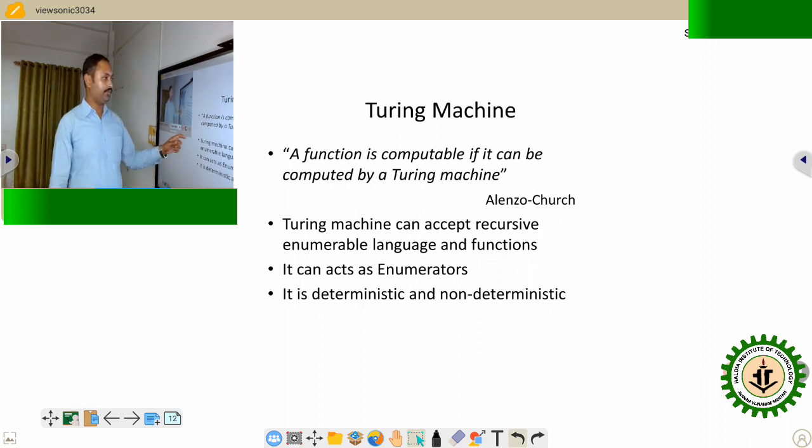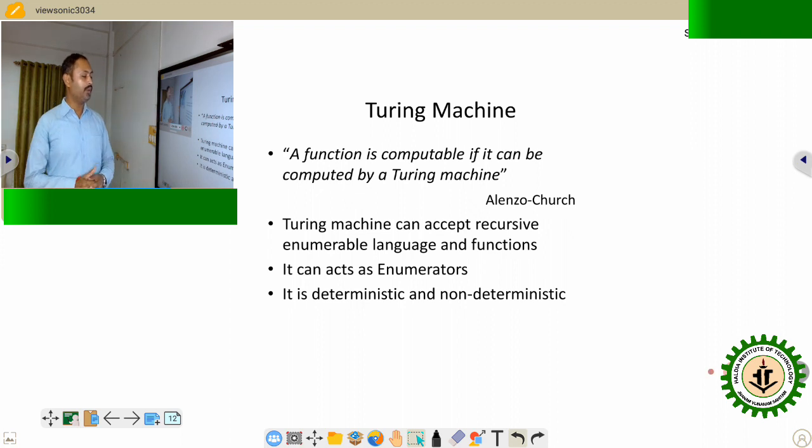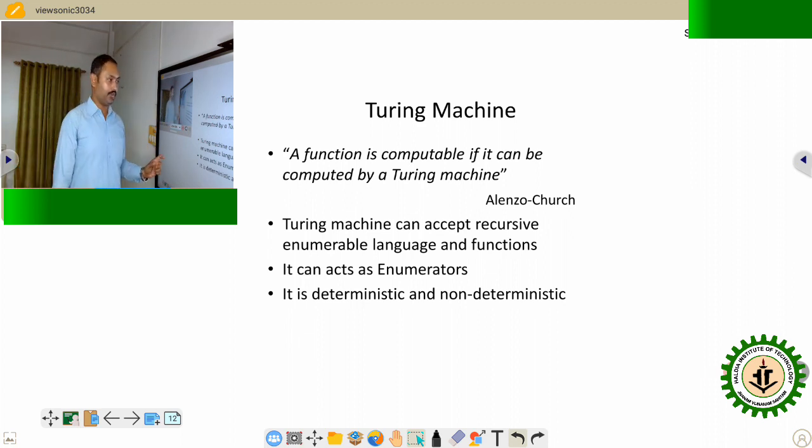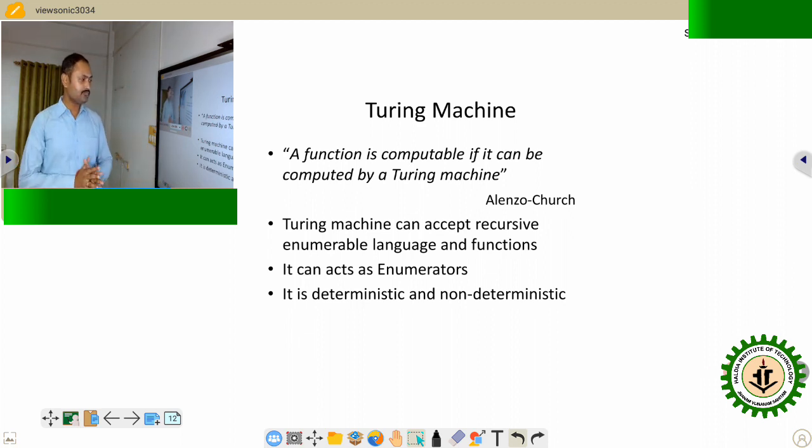This is a quotation of Mr. Church: a function is computable if it can be computed by a Turing machine. So if a function is not computable, we can say that it is not accepted by a Turing machine. So the Turing machine has the highest power. What type of language can a Turing machine accept? It can accept recursively enumerable languages.